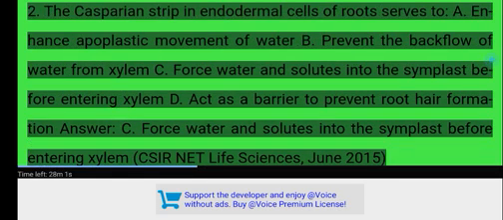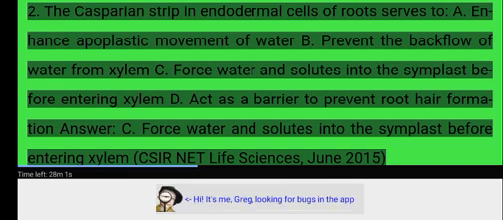2. The Casparian strip in endodermal cells of roots serves to: A. Enhance the apoplastic movement of water. B. Prevent the backflow of water from xylem. C. Force water and solutes into the symplast before entering xylem. D. Act as a barrier to prevent repair formation. Answer: C, force water and solutes into the symplast before entering xylem. CSIR NET Life Sciences, June 2015.